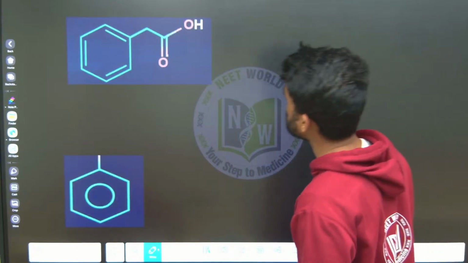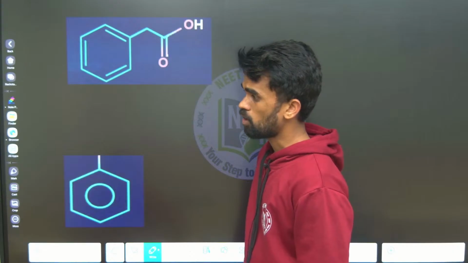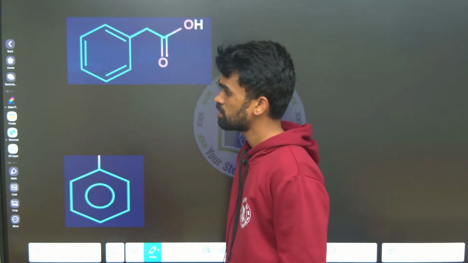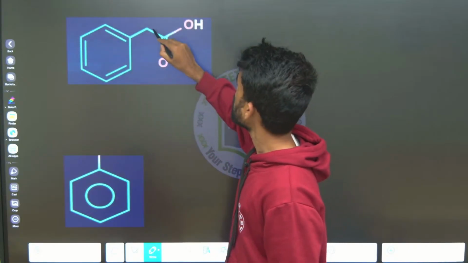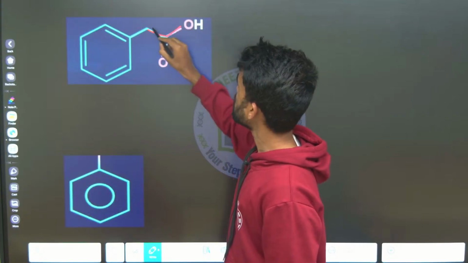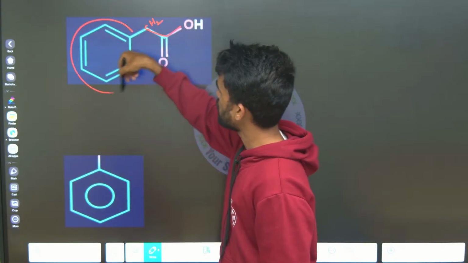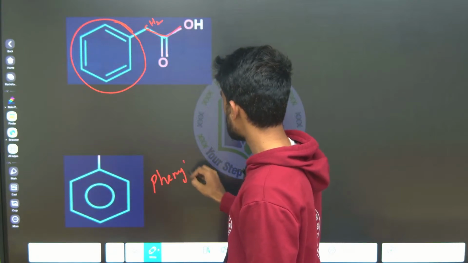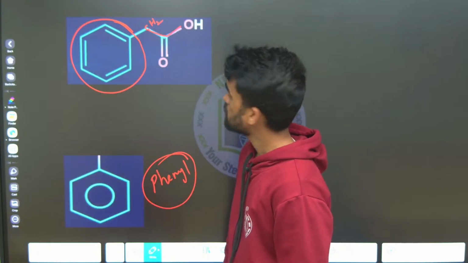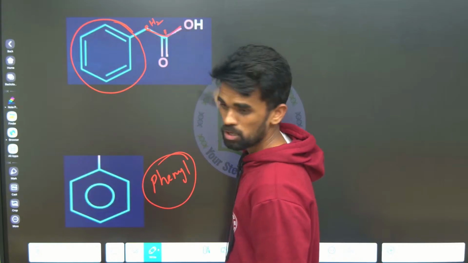Now what about the name of this compound? Tell me. How can you write the name for this? See, what is the functional group here? A carboxylic acid group is there. To this carboxylic acid group, there is a substituent now. What is the substituent name? You should not say benzene, you should call it phenyl. See, you can start numbering from the carboxylic acid carbon.